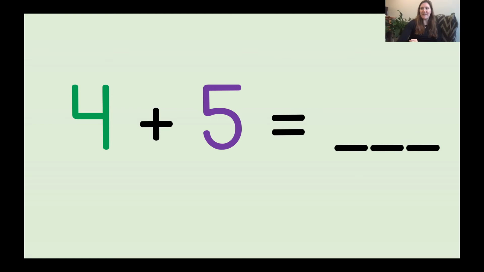So if I'm going to fill in my number sentence, I have 4, because there were 4 dolls that Leilani had, plus 5 dolls that Leah had. So 4 plus 5 equals what? What does 4 plus 5 equal? 9. We counted 9 all together.